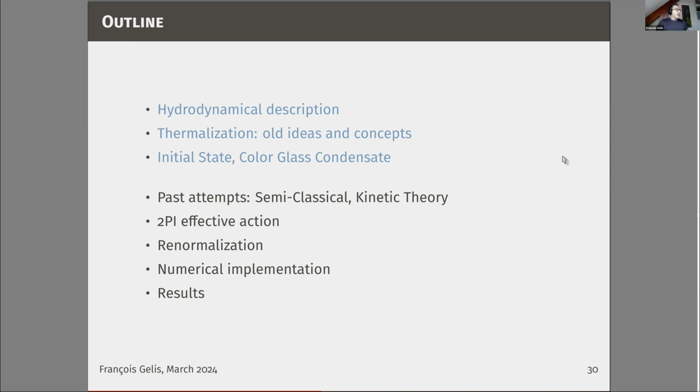Thank you. Yes, so indeed, this is the outline. In blue are the topics I covered 2 weeks ago. So that was a brief overview of the relevant aspects of heavy ion collisions, some general ideas about thermalization, and then how we think we can describe the initial state of these collisions with an effective theory inspired from QCD, which is a color glass condensate.